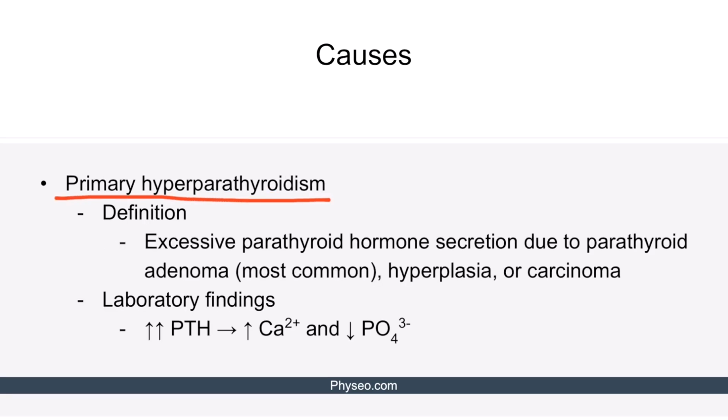Primary hyperparathyroidism is excessive parathyroid hormone secretion due to a parathyroid adenoma, hyperplasia, or carcinoma.